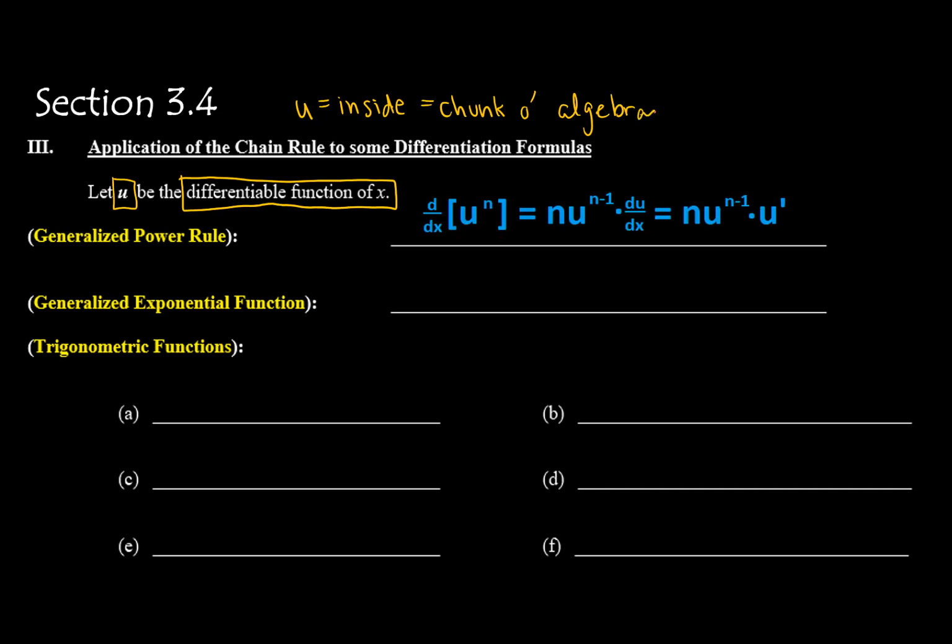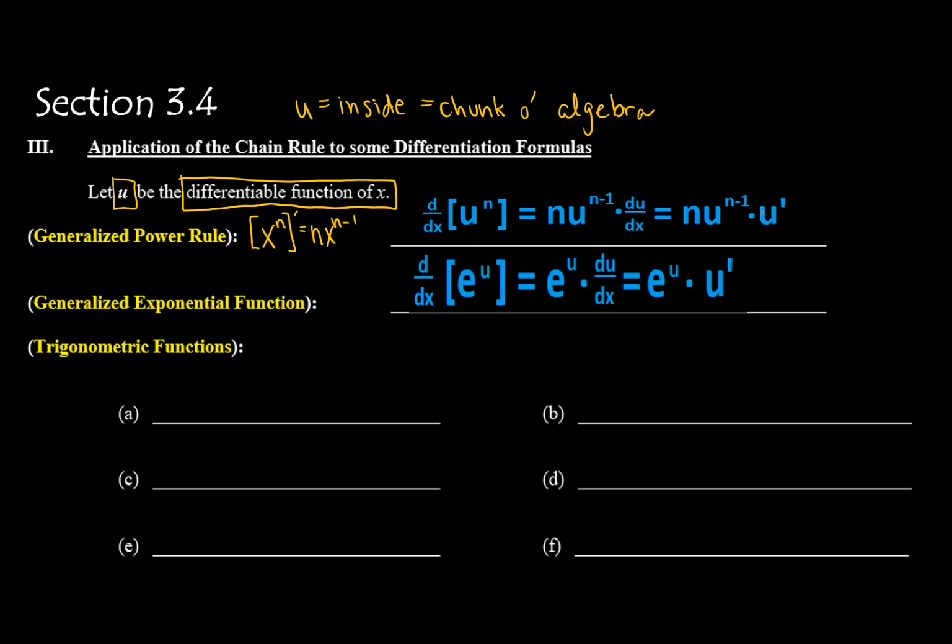If I've got the power rule, remember before, the power rule was where we were taking the derivative of x to the n, and we would get n times x to the n minus 1. Now, we still bring the power of n down. We leave the chunk of algebra alone, and then we take 1 less than the power, but now we're multiplying by the derivative of that chunk of algebra. And same thing here, just using the u prime notation.